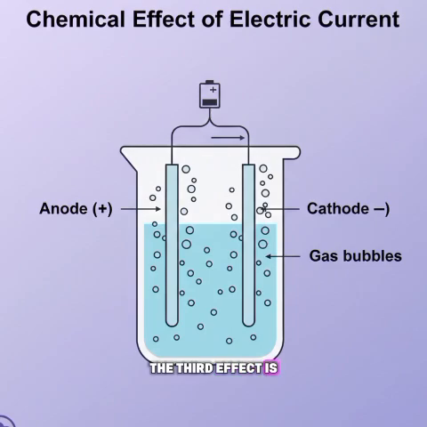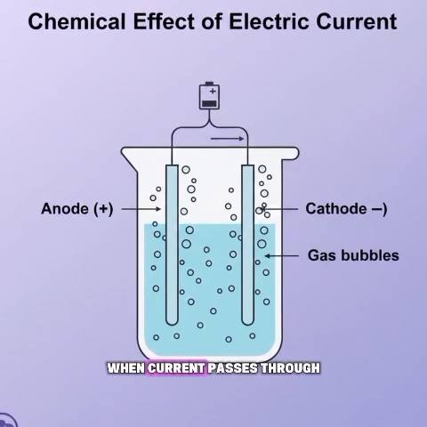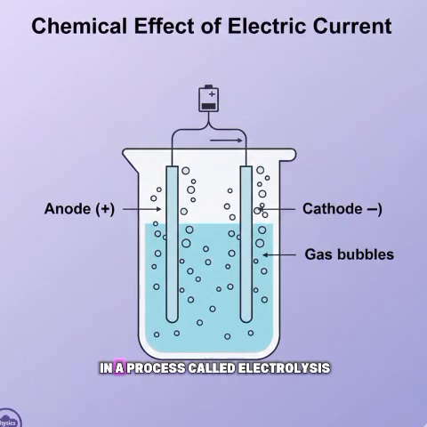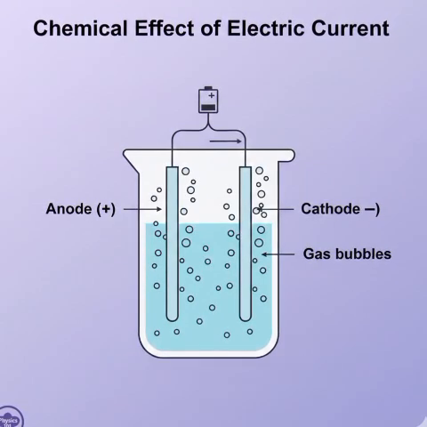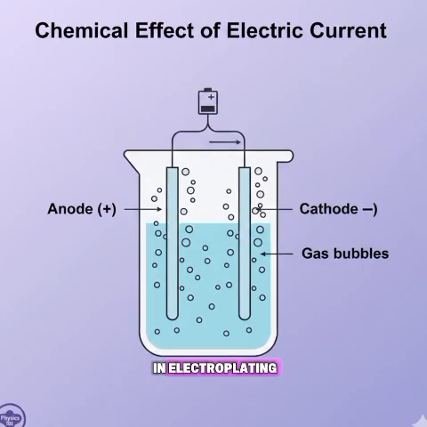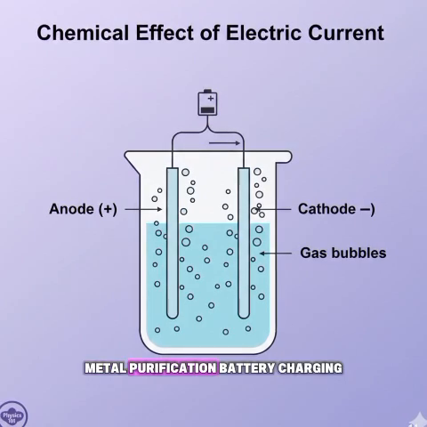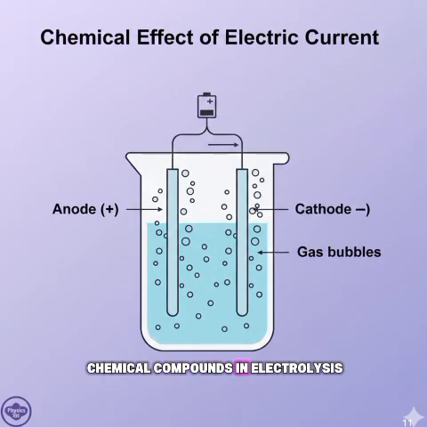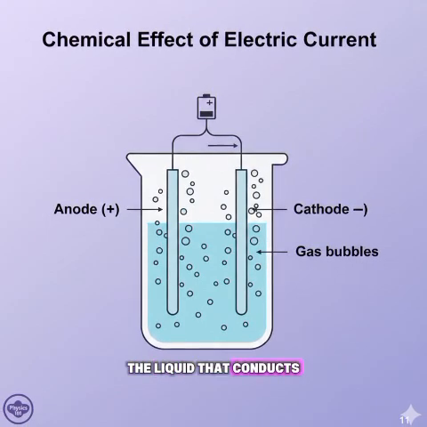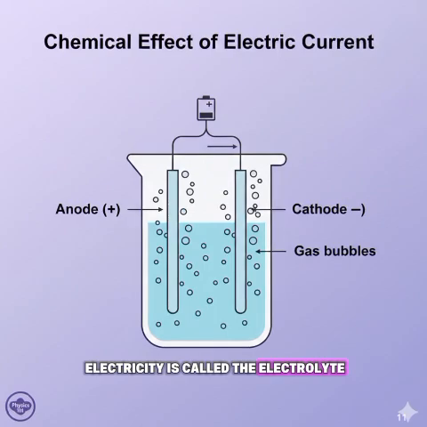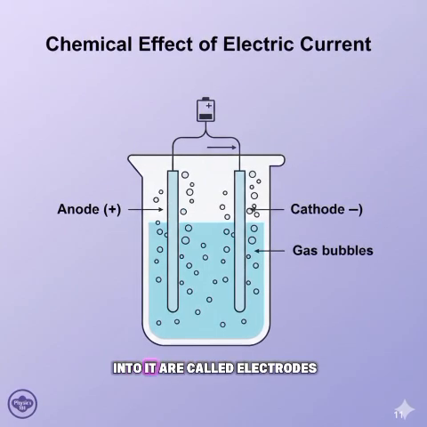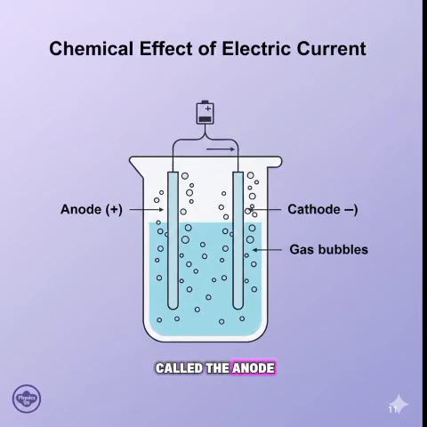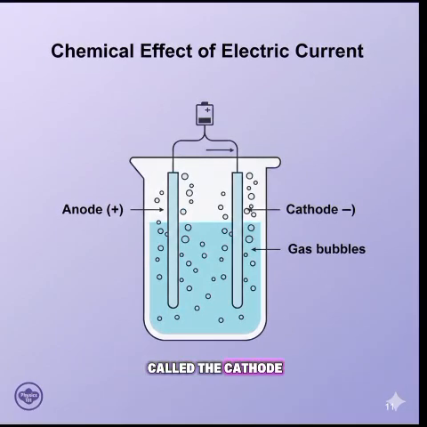The third effect is the chemical effect. When current passes through a solution or liquid, it causes chemical changes in a process called electrolysis. This effect is used in electroplating, metal purification, battery charging, and the separation of chemical compounds. In electrolysis, the liquid that conducts electricity is called the electrolyte, and the plates dipped into it are called electrodes, with the positive electrode called the anode and the negative electrode called the cathode.